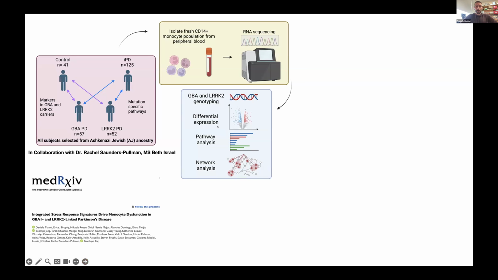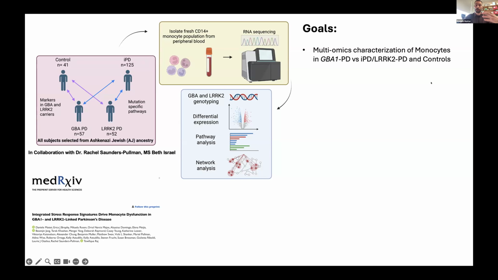So that's where my effort comes in, leveraging this beautiful cohort that we put together with Dr. Rachel Saunders-Pullman from Mount Sinai Beth Israel of GBA1 PD cases, LRRK2 PD cases, idiopathic PD, and controls. We have monocyte samples from these donors, whom we thank very much for contributing to science. And we genotype them. We do differential transcription analysis.